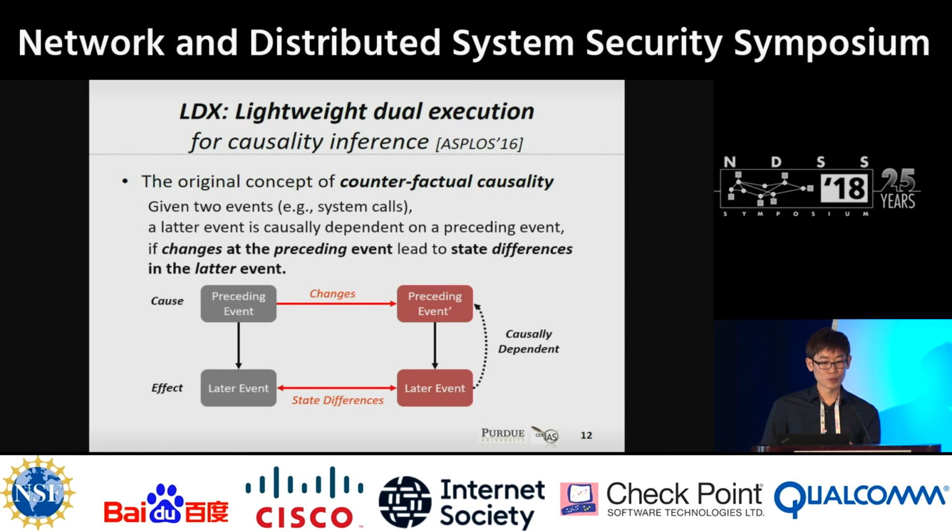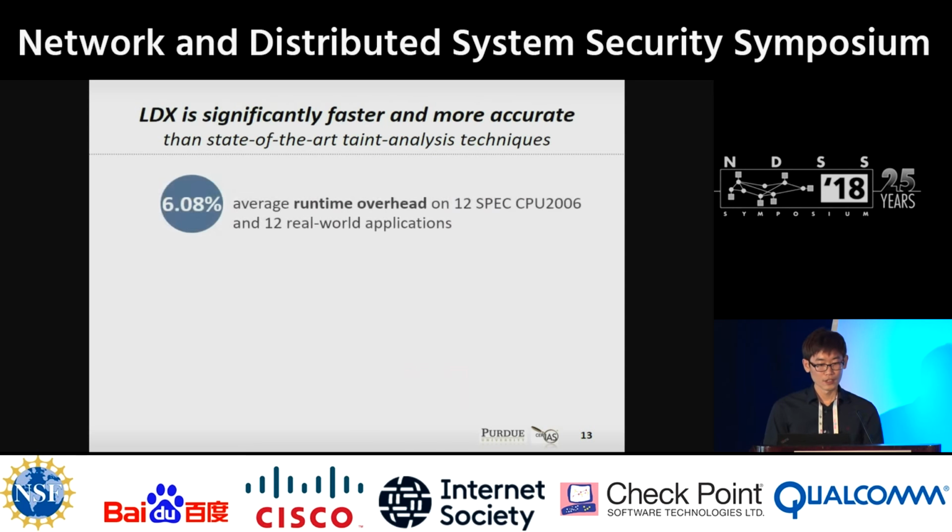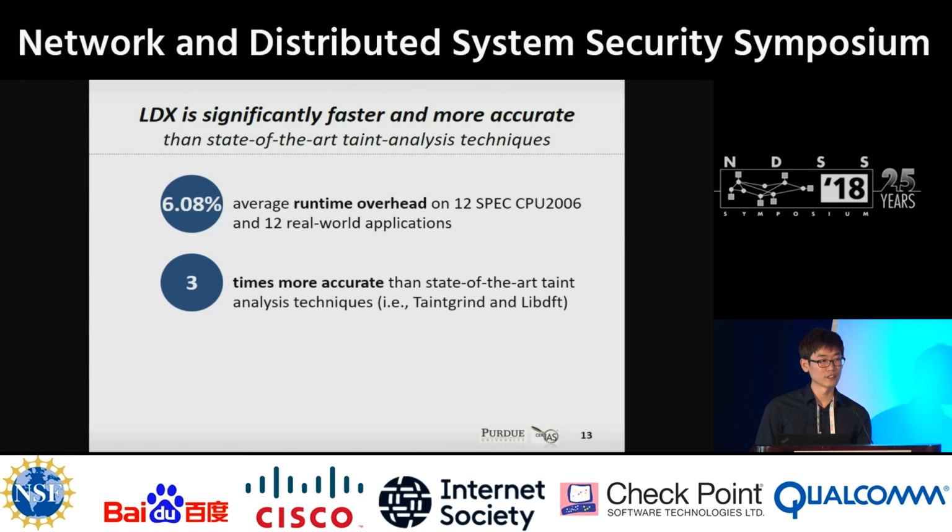So essentially, I implemented a system that follows the same idea. I run two executions and make sure these two executions are exactly the same except for the perturbation that I make on the input system call. Then at output system calls, I compare the two executions to infer causality between the perturbed input system call and the output system calls. LDX is significantly faster and more accurate than state-of-the-art taint analysis. It only has 6% runtime overhead and is 3 times more accurate than state-of-the-art taint analysis.